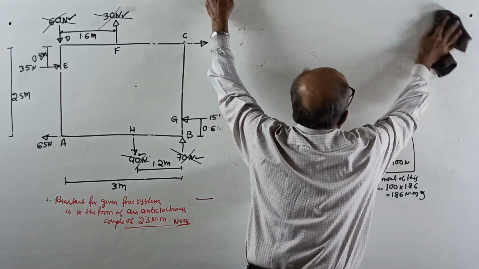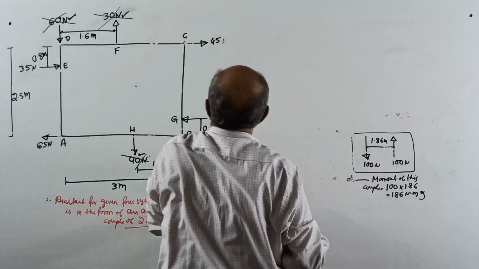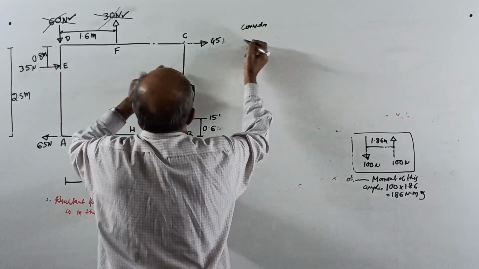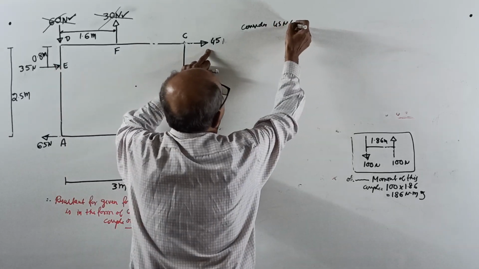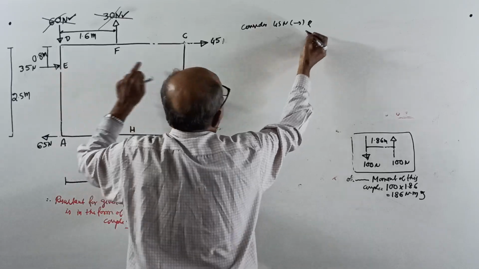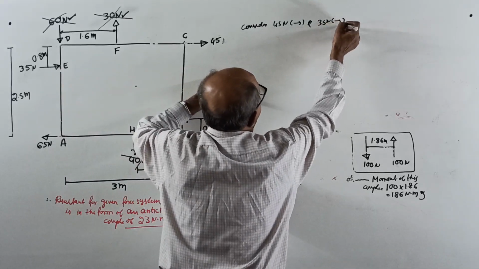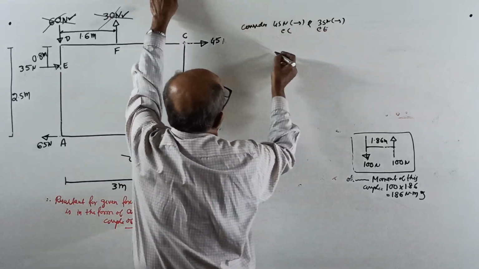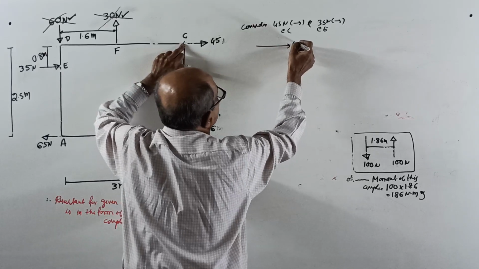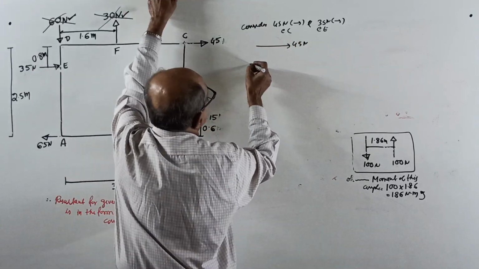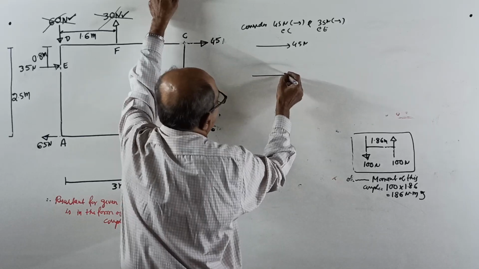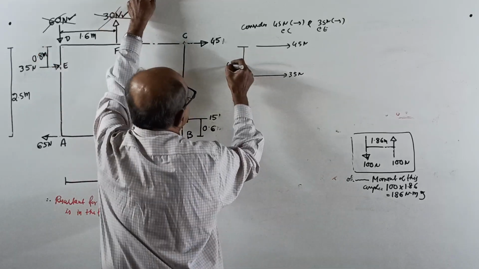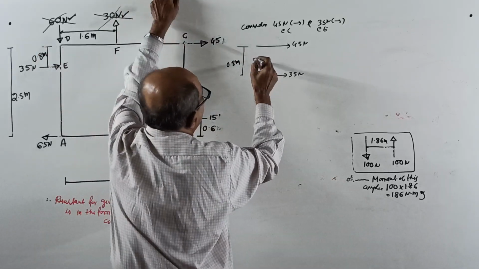Now see what I am doing. Consider 45 Newton to the right side and 35 Newton also to the right side. 45 Newton is at C, 35 at E. 45 Newton here, 35 Newton here. The distance between them is very clear, 0.8 meter.